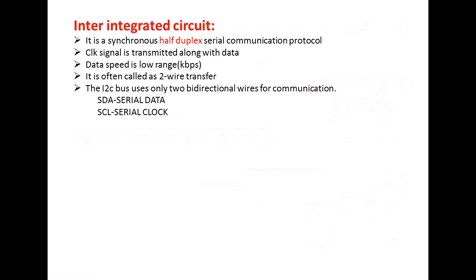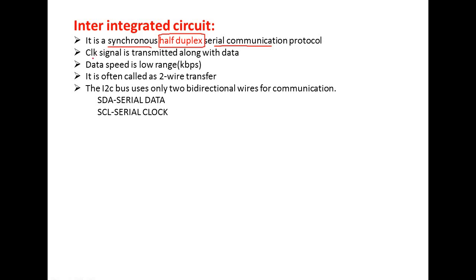And the third protocol is I2C. I2C means inter-integrated circuit. It is also a synchronous protocol. And see here, I2C is a half duplex communication protocol. This is the important thing. Remember, I2C is a half duplex serial communication protocol. In I2C, the transmission and reception are not done at a time. At an instant, we have to transmit the data or we have to receive the data.